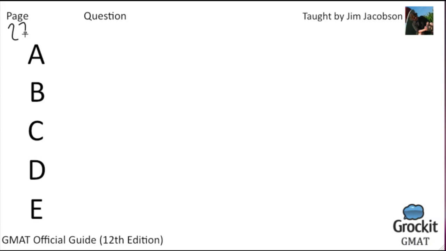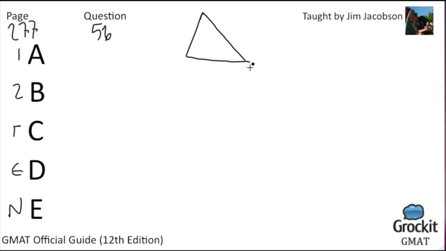Number 56 on page 277. What is the value of Z in the triangle above? That triangle reproduced here with complete accuracy, as always in my drawings. That was a little bit of a lie, actually. I don't really produce these things very accurately. Anyway, we get the idea.